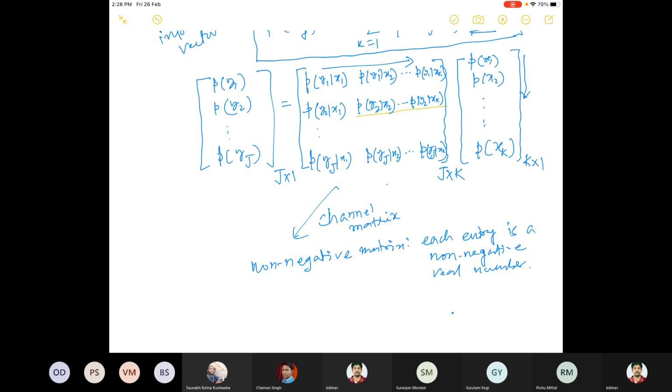And then such a matrix, go ahead, you want to say something? So will it be lossless? I mean, we are sending x1, so it will be received by any one of them at least. Yeah, definitely.